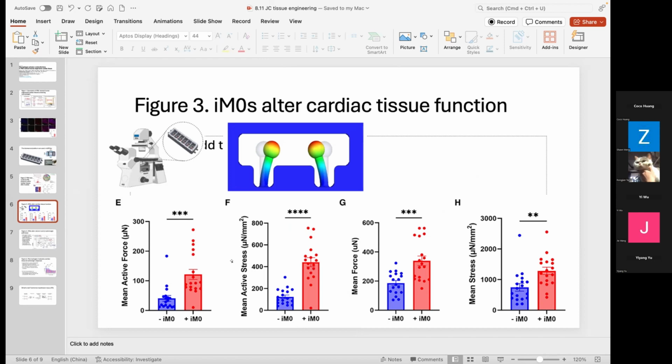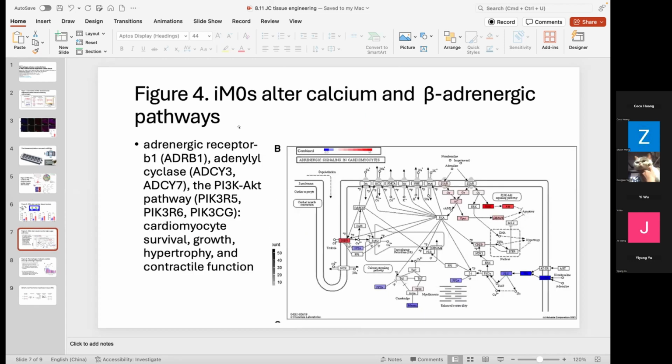Yeah, so we can see that in all the with-macrophage groups, the tissues can provide more force, which means that they have better performance. And then to figure out the molecular details that make the tissues with macrophage perform better, they did the KEGG, I believe, pathway analysis, and they figured out that it is actually the beta adrenergic pathways that are altered, so the tissues have better performance.